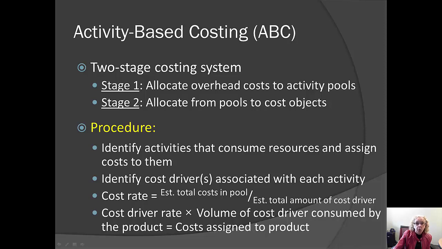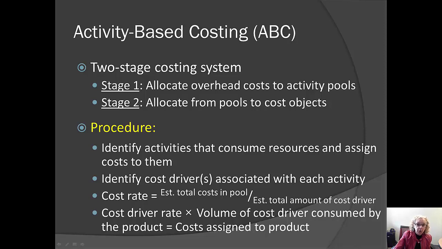So in this procedure, we need to identify activities that consume our firm's resources and pool our costs according to the activities that cause them to come into existence. For each pool, we need to identify a cost driver, the thing that we believe causes costs to increase when the amount of the driver increases. Then we're going to take the total amount in each pool, divide by the total amount of the cost driver, and that is going to give us an allocation rate for that pool.